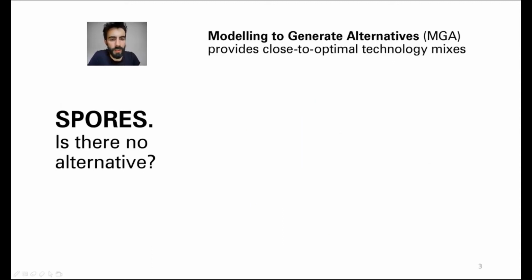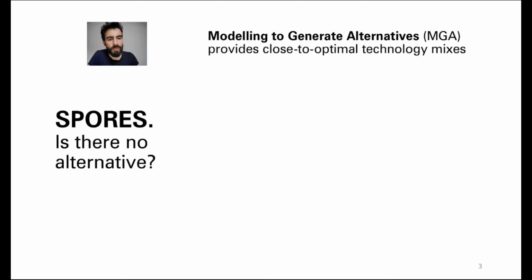So it's pretty clear that it would be much better if we could explore all the feasible different alternative system configurations, and we even have methods to do so, which are known since the 80s in the field of operations research under the name of modeling to generate alternatives, or MGA in short.